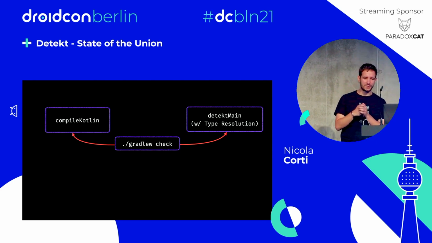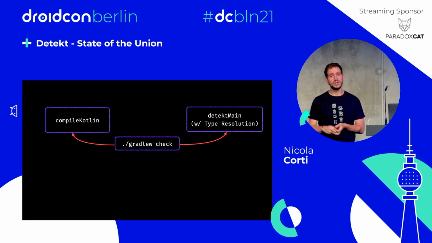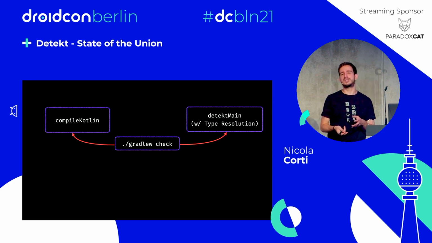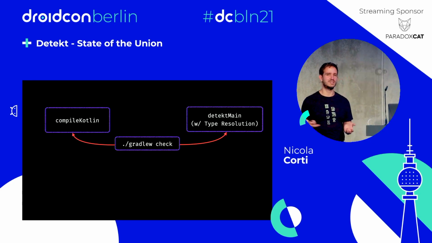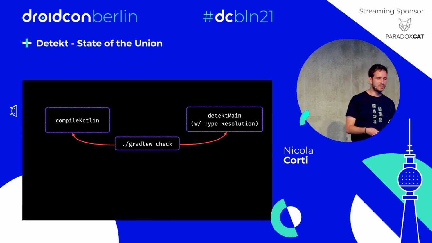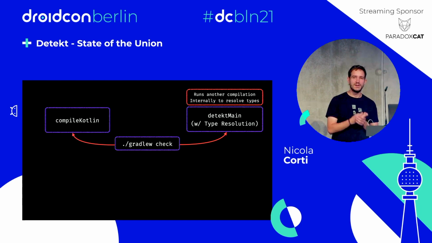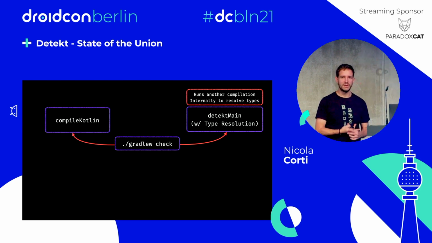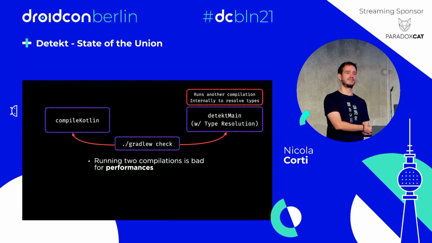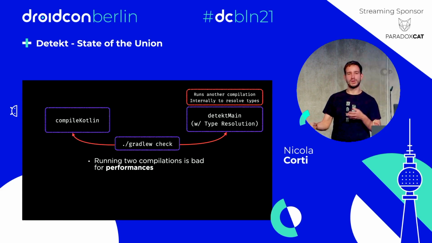The problem of running with type resolution is that it is heavier from the performance point of view. It takes more time. The run without type resolution is just checking the syntax of your code, and it's fairly easy. The other needs to have all the dependencies and resolve types and so on. So we are effectively running another Kotlin compilation when we run Detekt with type resolution. And that's not ideal, especially because you already do compileKotlin, and you also run Detekt main. So we are compiling twice.